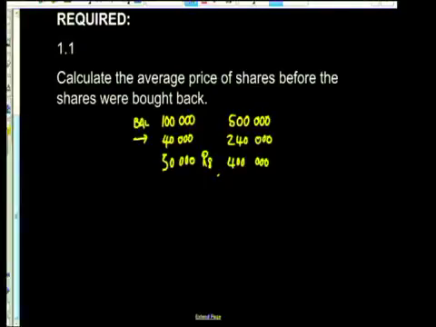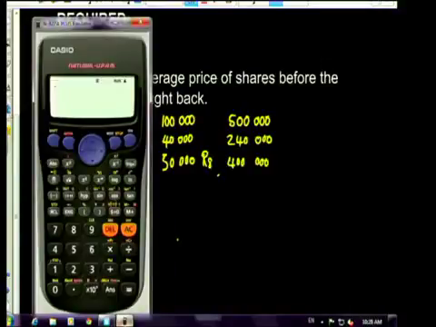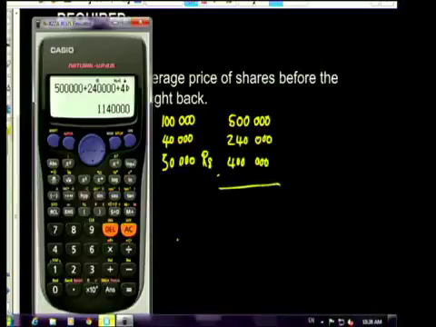Now, important, watch this closely. Add the value of your shares. In order to add the value of our shares, we got 500,000 Rand, plus 240,000, plus 400,000. Are my zeros correct? Yes, they are. To give me a value of 1,140,000. In other words, the total value, 1,140,000, is the Rand value of my shares.